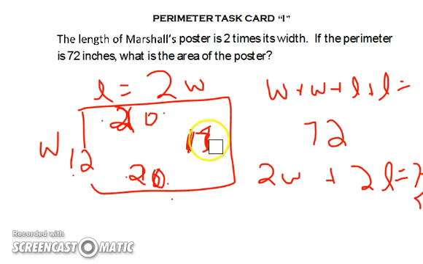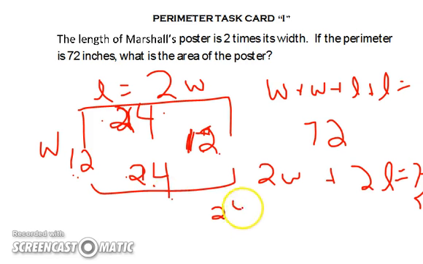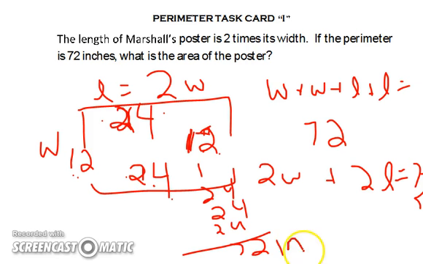And let's make this side 12. And then what would be twice that? 12 plus 12 is 24. So this side would be 24, and this side would be 24. And then I would have 24 and 24. 4 plus 4 is 8, 2 plus 2 is 4, 8, 12. Carry the 1. 72. Yay! 72 inches is the perimeter. So now I know that the length is 24 and the width is 12.